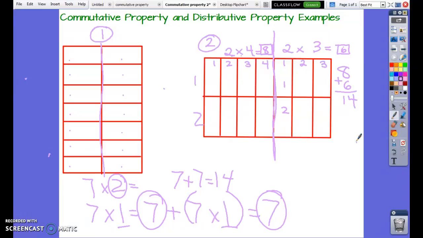I'm just breaking the picture into different parts to make sure that I can solve it easier to get the answer. This seems like a pretty easy one anyway, 2 times 7. Maybe next example I'll do a little more difficult problem. So good luck.